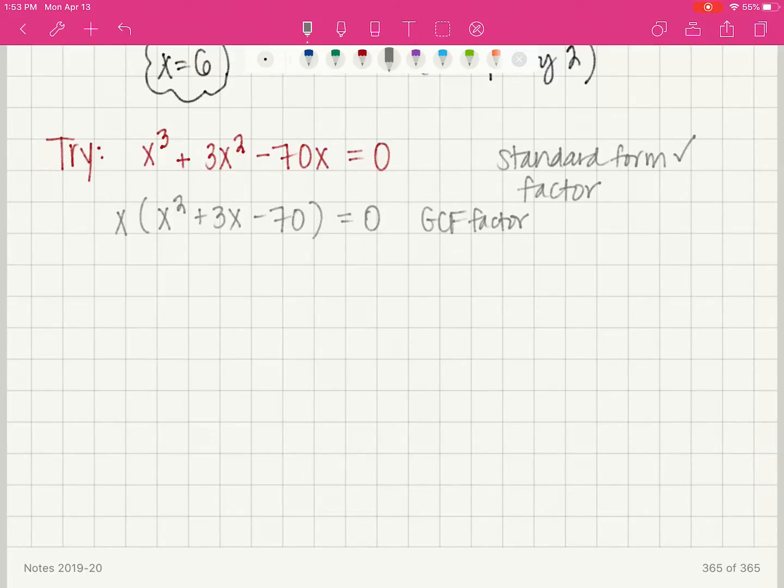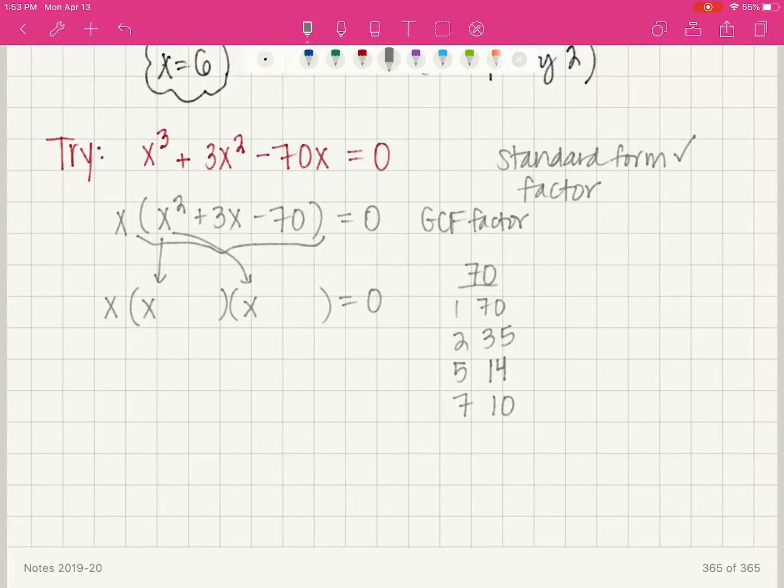Now I need to factor a little bit more. So now I need to factor the trinomial. So I still have that x on the outside, but I'm going to have two binomials that are going to give me the x squared plus 3x minus 70. The way to get back to x squared is x times x, and then 70, hopefully you're getting better at this, 1 and 70, 2 and 35, 5 and 14, 7 and 10. And that's the winner. Winner, winner, chicken dinner. 7 and 10. I need a positive 10 and a negative 7.